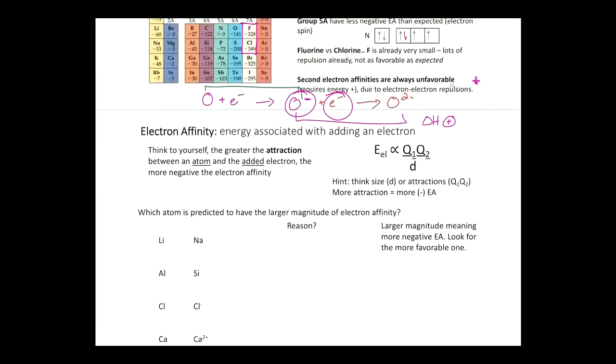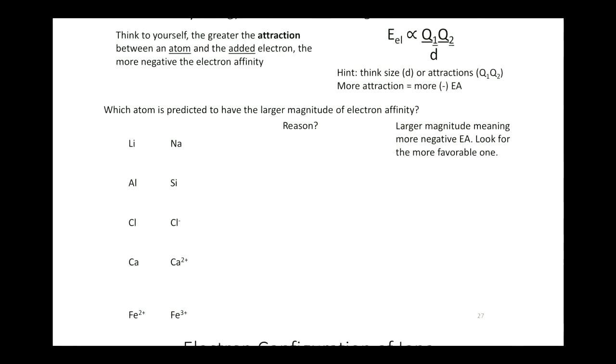So let's do some practice here. So what I had in the red box is written here also. So really large negative electron affinities means that the added electron is highly attracted or it's close to the nucleus. So keep those things in mind and your potential energy equation will help you get there. So we are gonna look at these pairs, look for the larger magnitude of electron affinity.